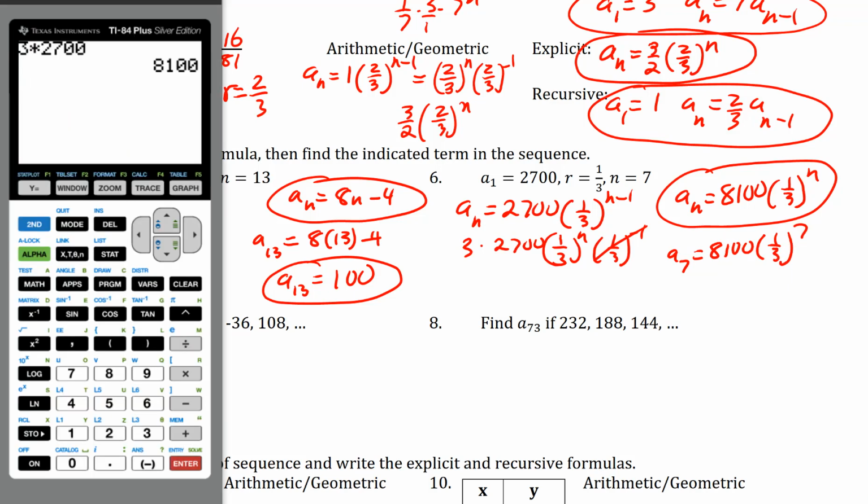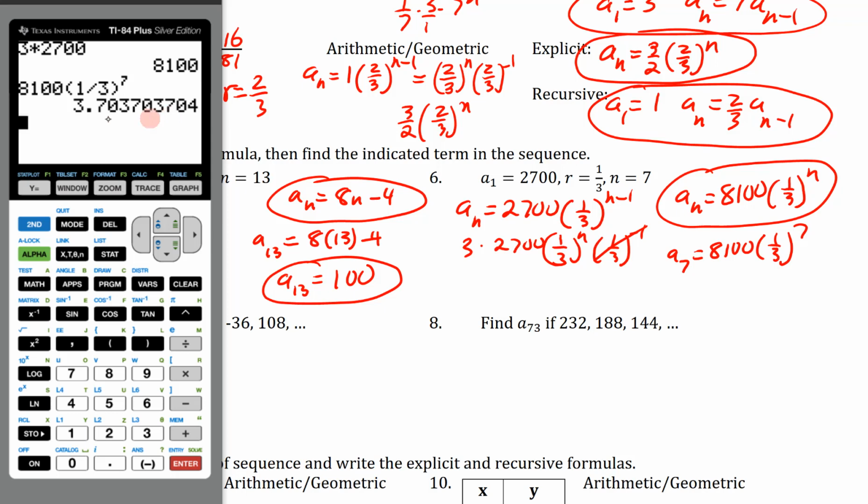Now, I'm going to do something a little bit different. I'm going to do 8100, and then in parentheses, I'm going to do 1 divided by 3. So I'm putting this in as a division problem, and then I'm going to raise that to the 7th. What that's going to do is it's going to calculate this as a decimal, but I want to just remind you how this works. So I think I've got this typed in the right way. We go ahead and hit enter, and it gives us this.